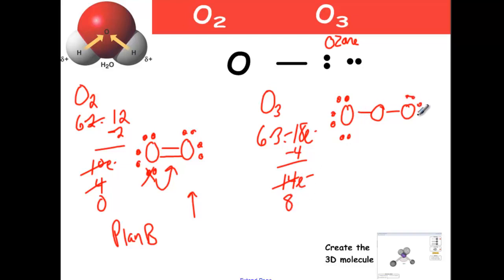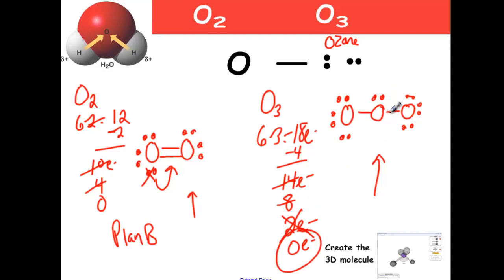1, 2, 3, 4, 5, 6. 8 minus 6 is 2. I have 2 electrons left. Now, how many do you think oxygen really wants? Is 2 going to cut it? And the answer is no. But we're going to take those 2 and we're going to use them. We'll put them up here. You can put them on the bottom if you want. Doesn't really matter. But our bank is empty.